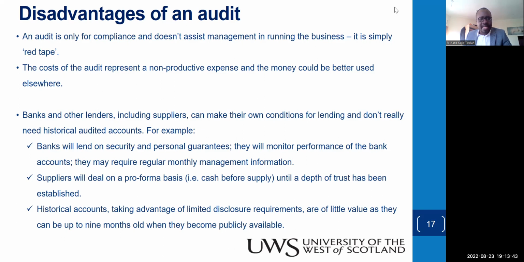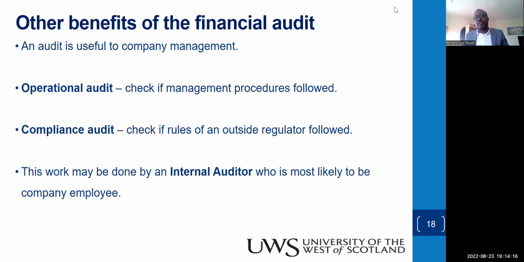So like I said, banks, other lenders, suppliers can make their own conditions without relying on these reports. Sometimes they want you to give a collateral, bring a personal guarantee. They want to monitor the performance of your bank account, not your audited report. Suppliers will deal on a pro forma basis, cash before supply. Give us the cash. Don't need your reports, until some trust has been established between them. Like I said, this is historical. We don't look at forward-looking items. So it is always looking at things which have occurred in the past.